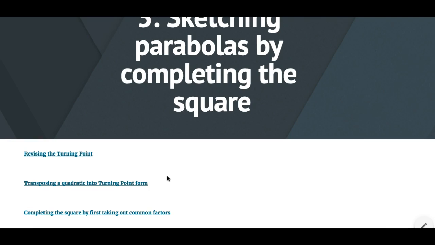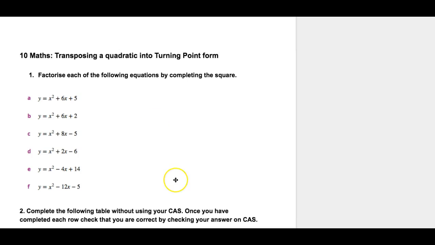straightforward. Okay, the next one, transposing a quadratic into turning point form. Okay, so if you haven't looked at the homework video, then you're probably a bit unsure about how to complete the square. So we're going to cover that as well in this video here. So we have our quadratics. You can factorize them as you would normally, but we're going to focus on completing the square today, simply because completing the square, as I said before, puts it into turning point form.